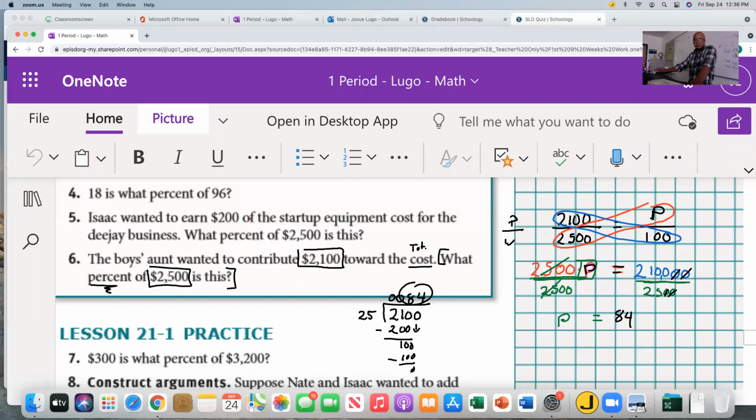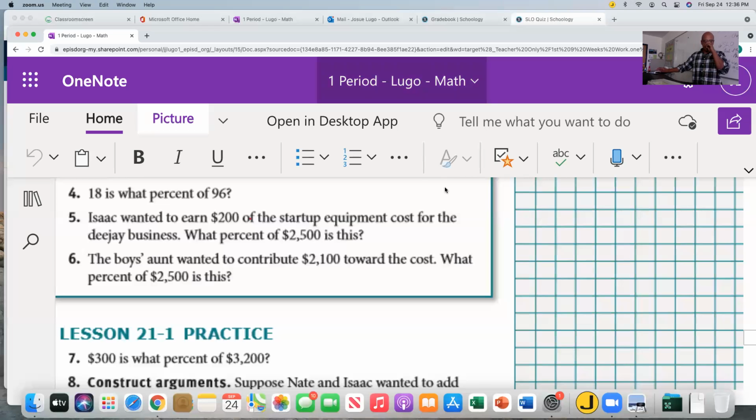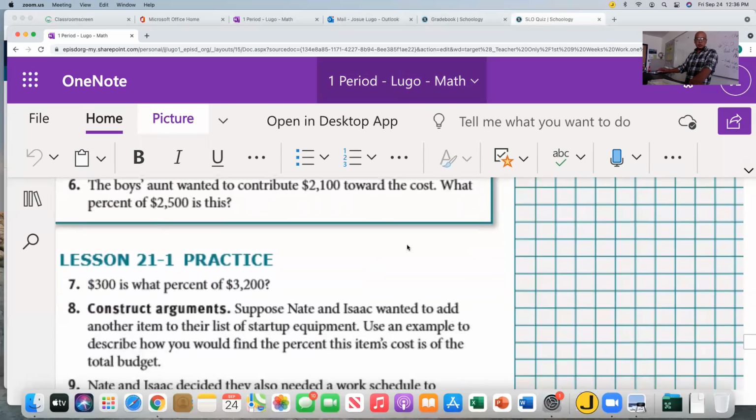Good, let's try another one. If you are a little confused, I encourage you to watch that again. I'm going to move a little faster with this next one. Let's go ahead and do number 7.